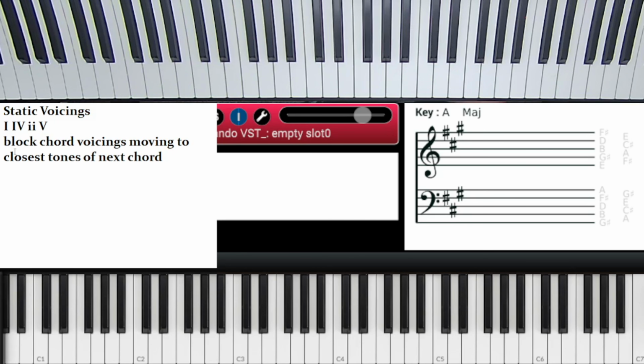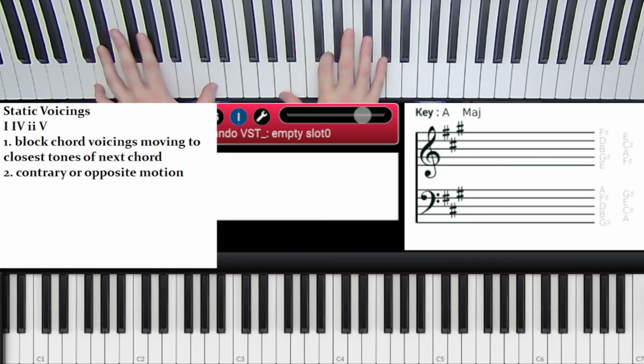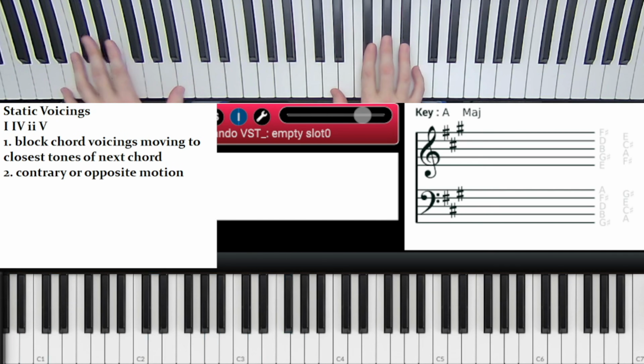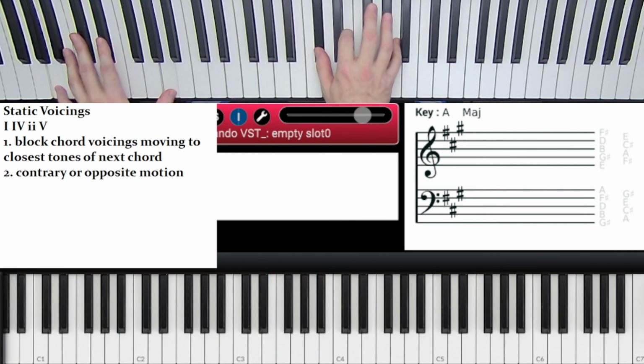The only time you're actually going to find closest tones being a problem is when chords are a second apart from each other, minor or major second. You either have to move in parallel, which we're trying to avoid right now, and this is where contrary or opposite motion would come in. We don't have any chords that are a second apart, but we're going to use contrary or opposite motion with this example. In towards each other, away from each other, in towards each other, away from each other.